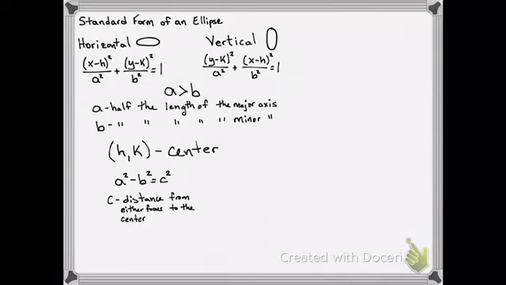So with the equations, we get A and B, we get H and K. We have to calculate C if we need it, which we'll see in a second, and there's all our information. The vertical and the horizontal work exactly the same way. All this information is the same depending on whether you have a horizontal or vertical. It's just the order in which you write it. Again, A has to be bigger than B, so if X comes first with A being the bigger denominator, it's a horizontal ellipse. If Y comes first with A being the biggest denominator, then you have a vertical ellipse.